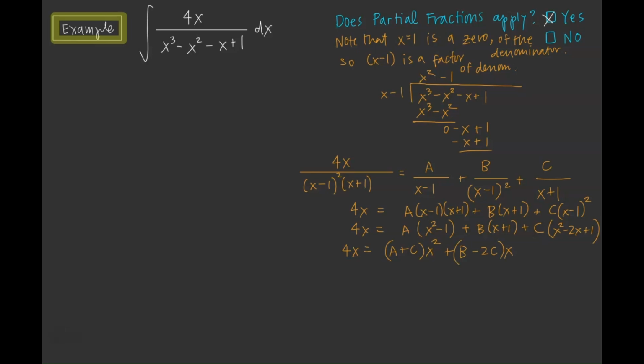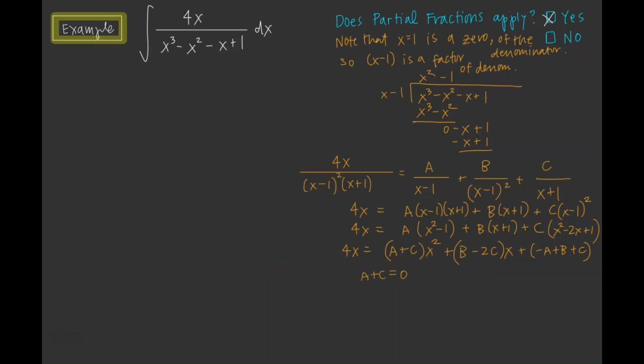And then I look for my constant terms. I have a negative 1 times a. I have b times 1 and c times 1. And so my constant term will be negative a plus b plus c. On the left side, the only thing I have is an x term. So I have like a 0x squared plus 4x plus 0. So the x squared term should be equal to 0. That means that a plus c needs to equal 0. So a plus c equals 0.